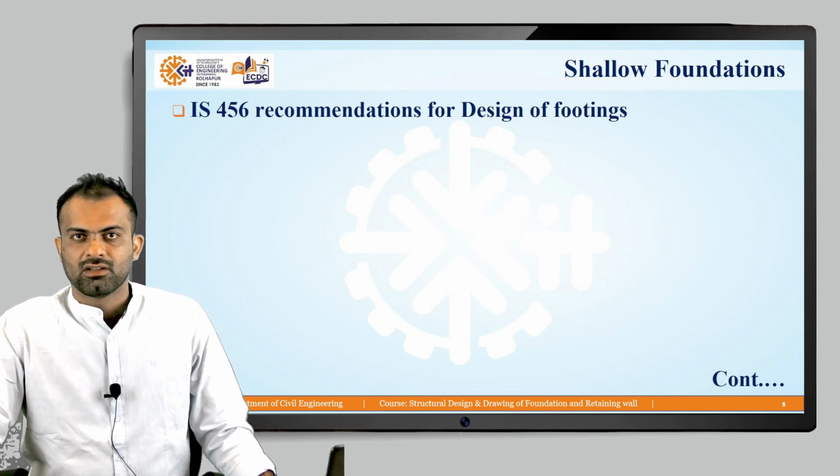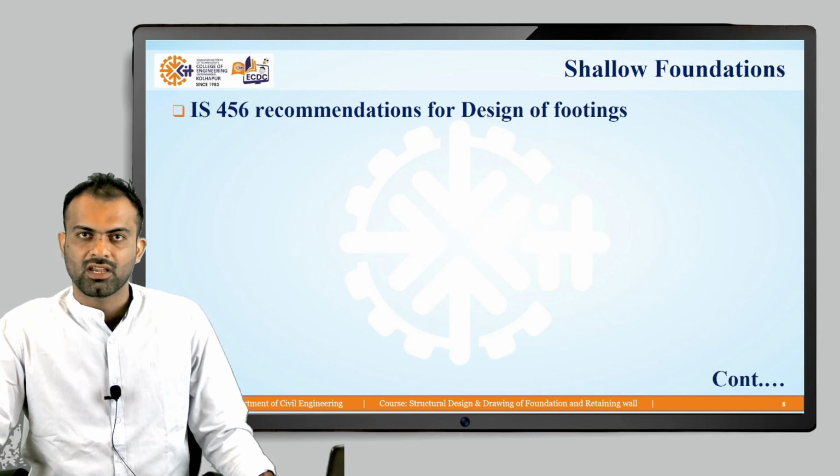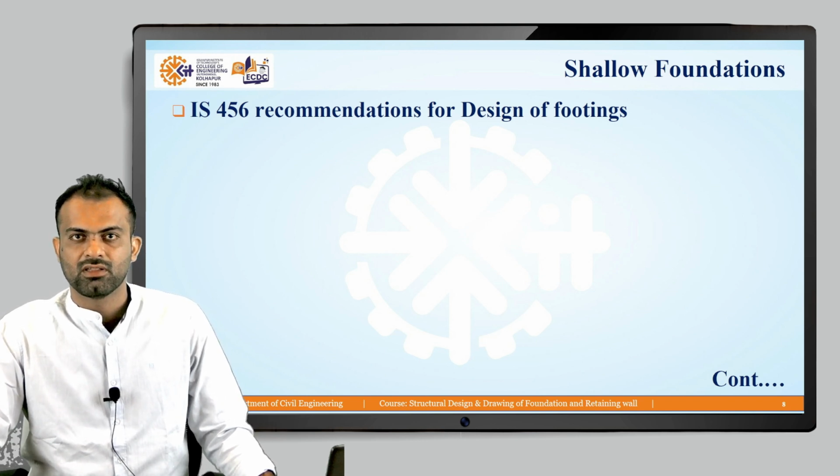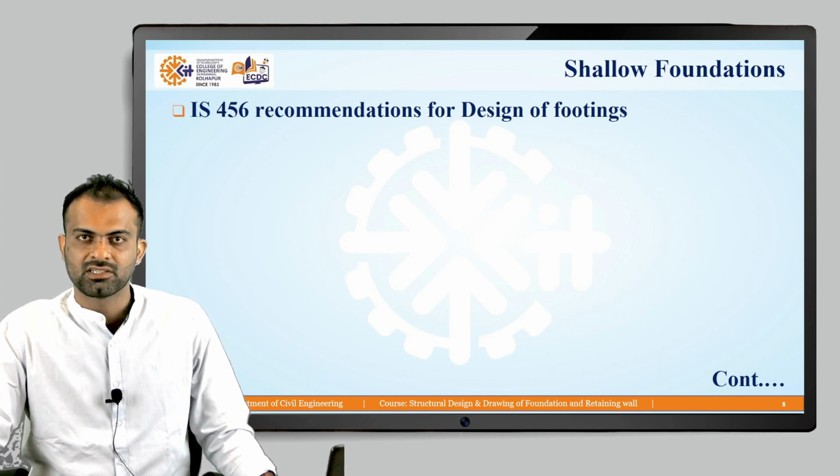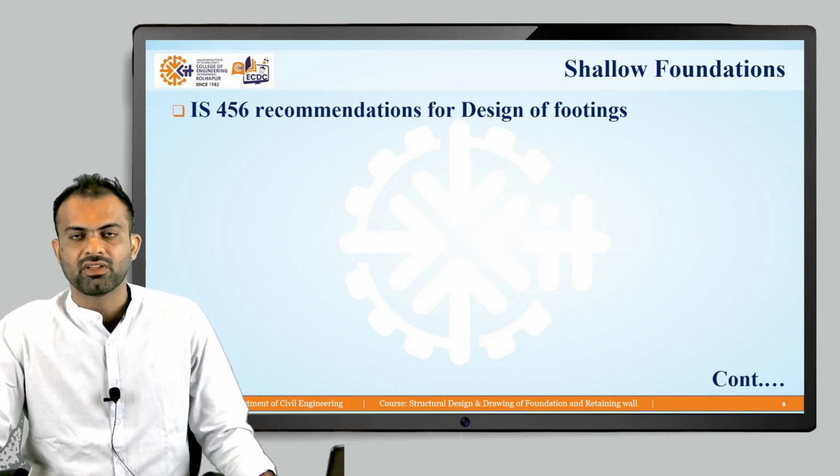Course on structural design and drawing of foundation and retaining walls. In the last class, we discussed what is the foundation, what is the footing, what are the types of foundations, and in which scenarios we are going to use those types of foundation.